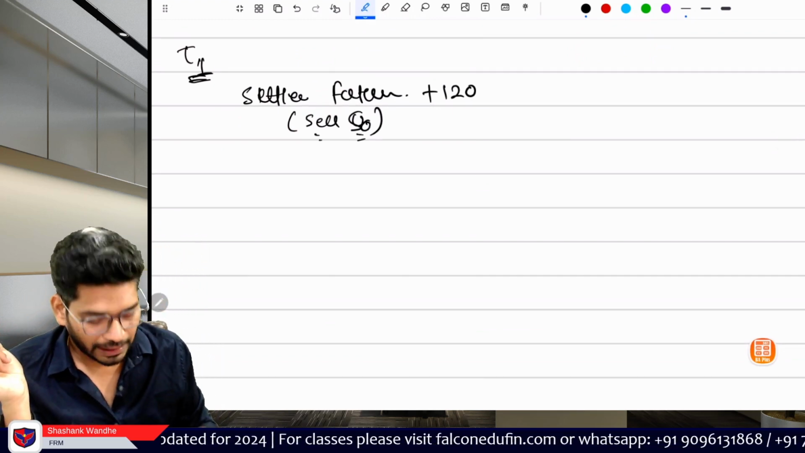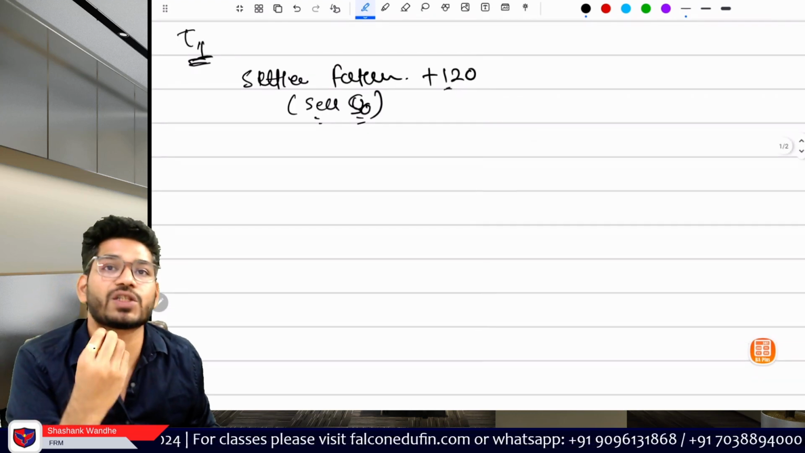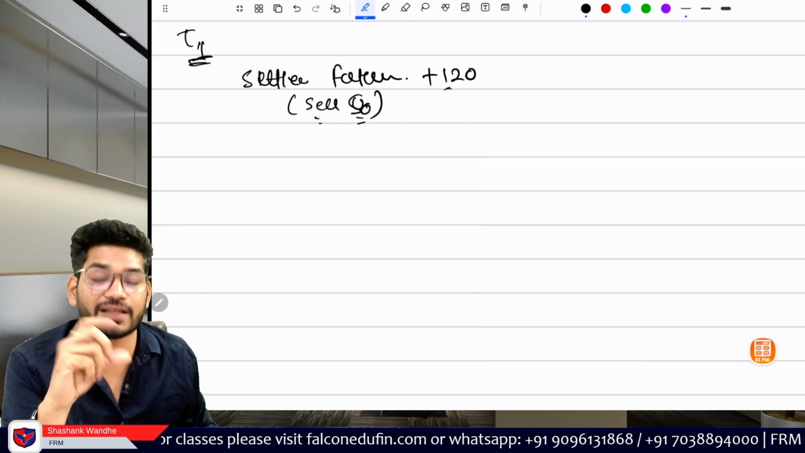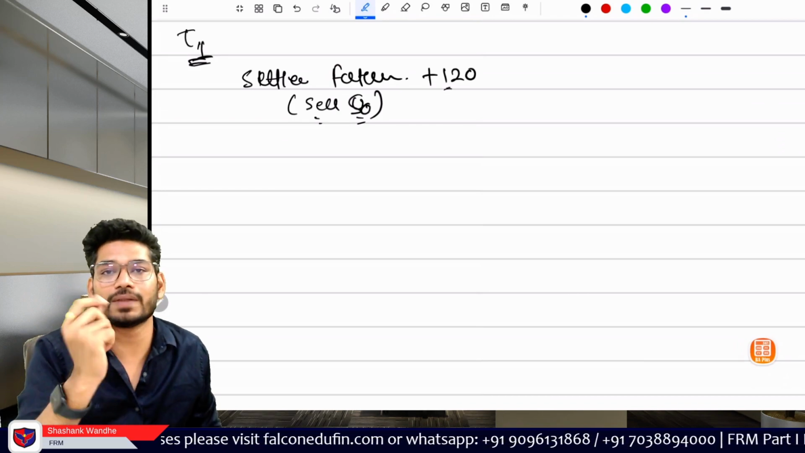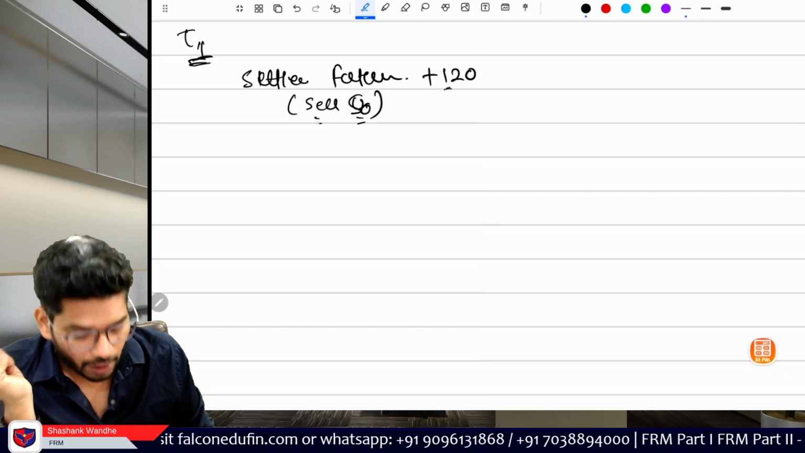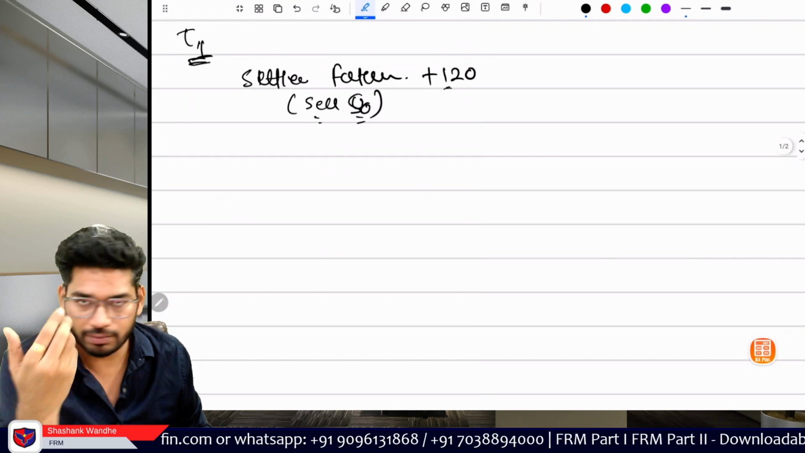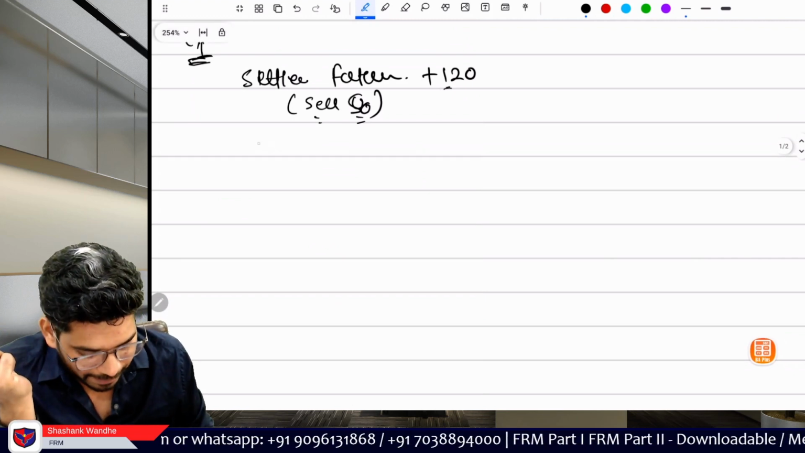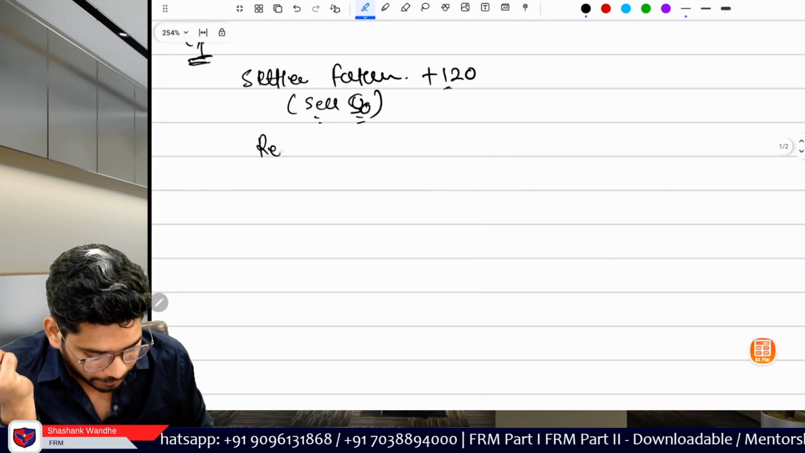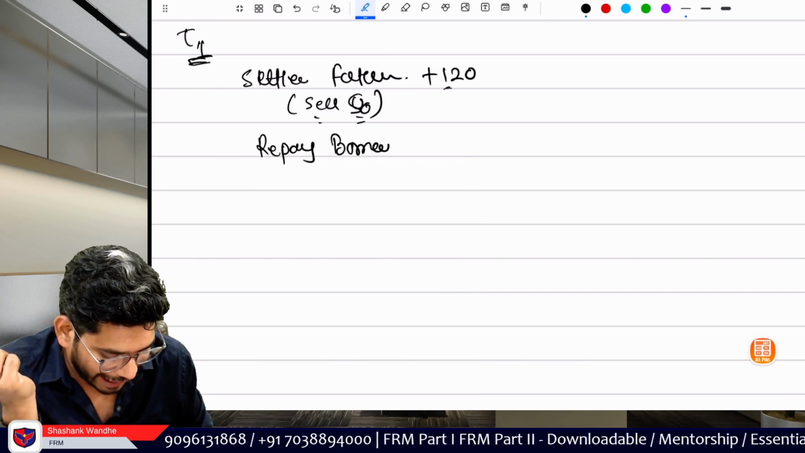Sell S0. Now see what happens. Once you have this, plus 120, that is, you have $120 after settling your contract. So here you will sell and you will get the cash. This is the actual sell. And how will you sell? Because you carried this underlying. Now this underlying is gone, right? You sold it. Remember, we borrowed some funds. So repay borrowing at T1.